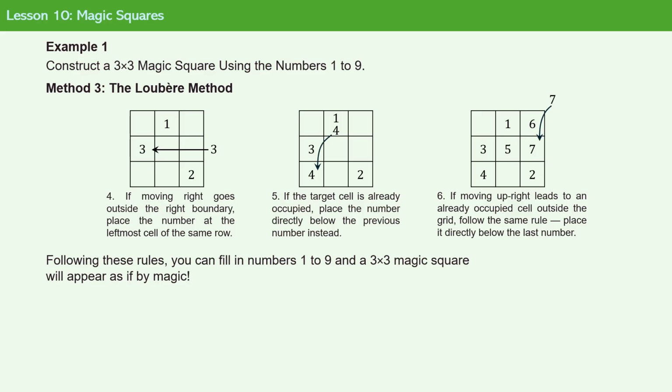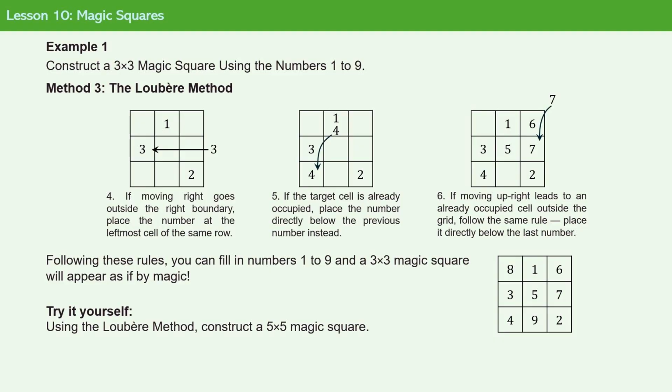Sixth, if moving upright leads to an already occupied cell outside the grid, follow the same rule, place it directly below the last number. Following these rules, you can fill in numbers 1 to 9 and a 3 times 3 magic square will appear as if by magic. Try it yourself. Using the Loubère method, construct a 5 times 5 magic square.